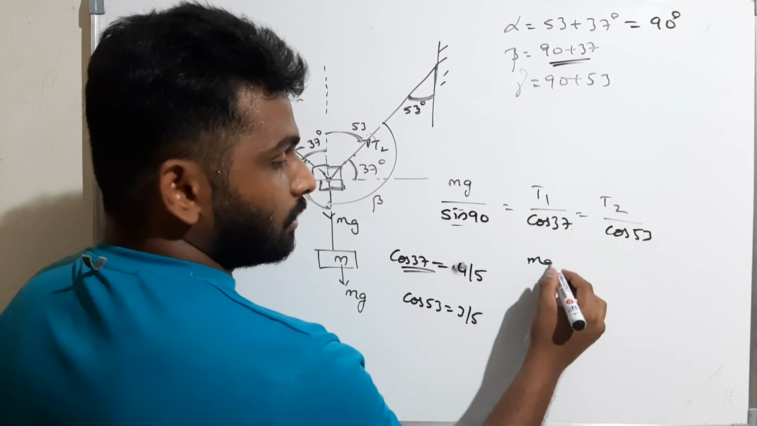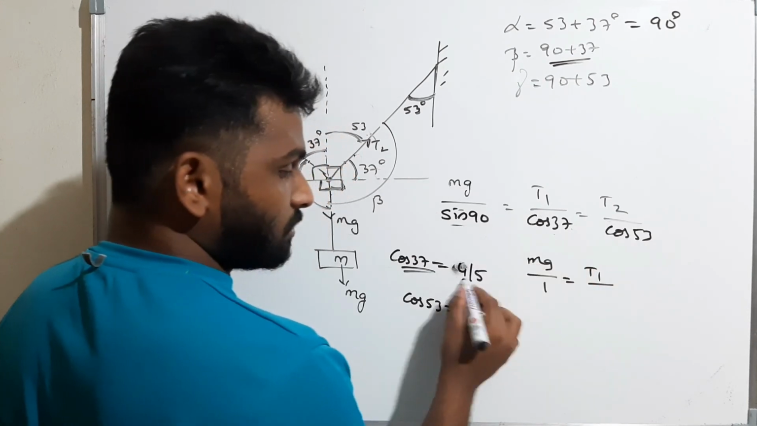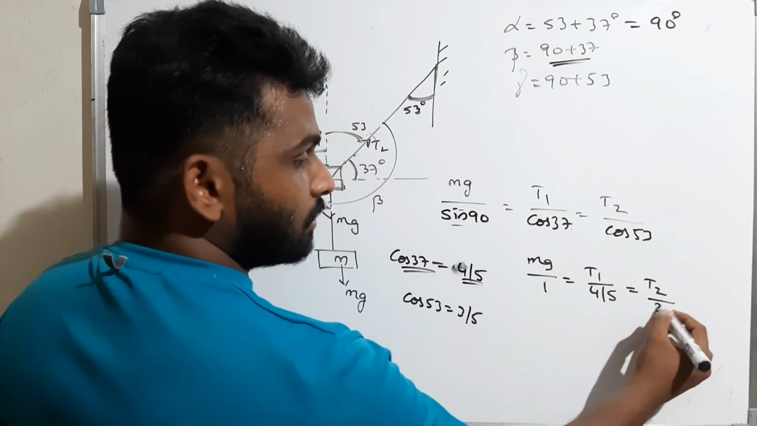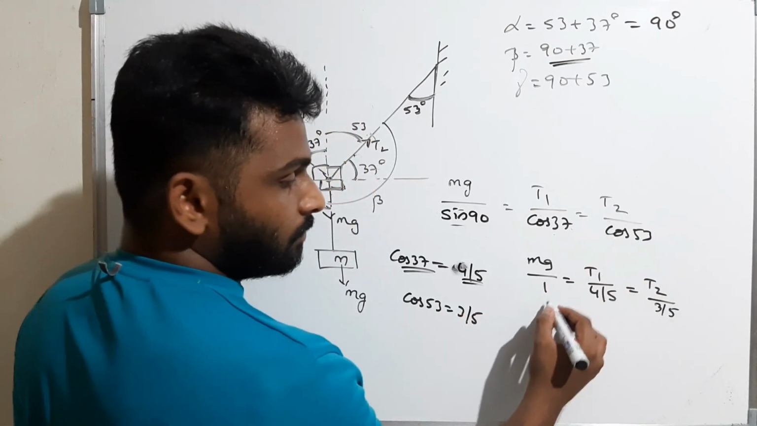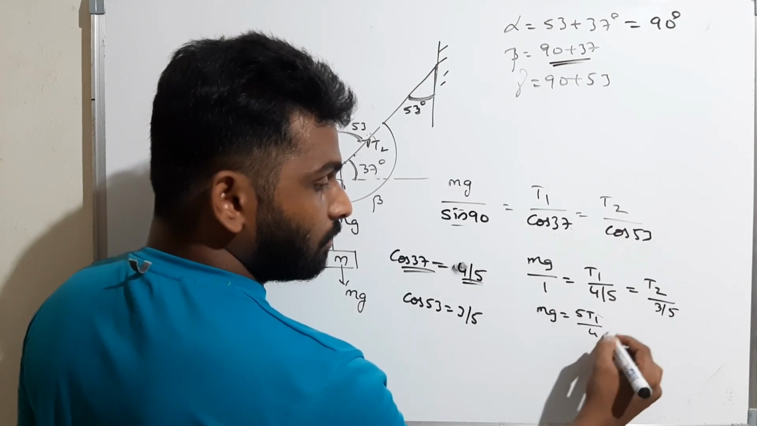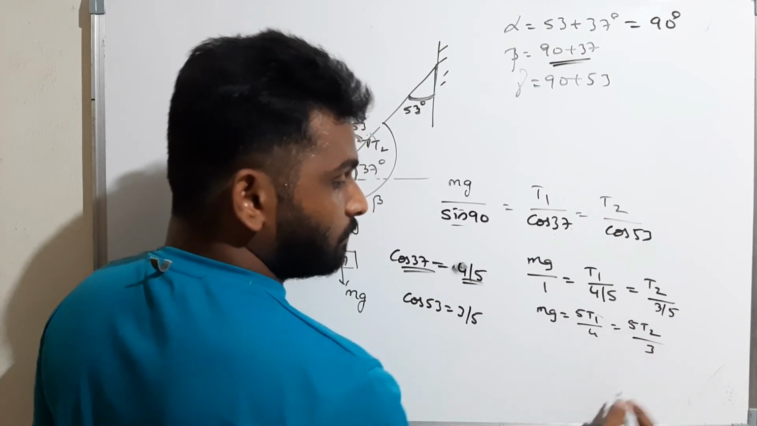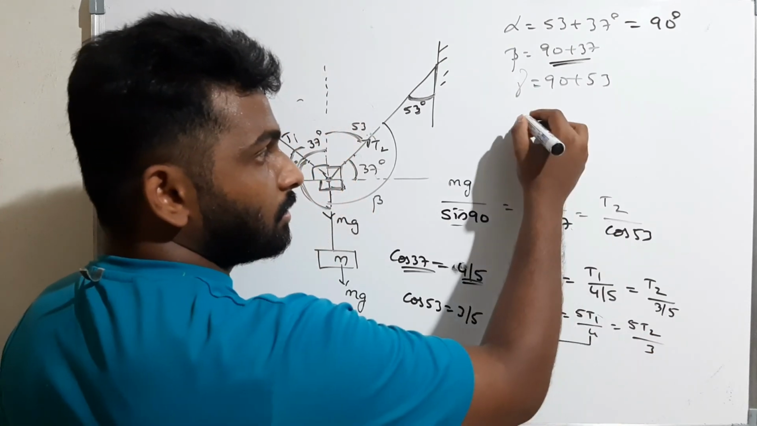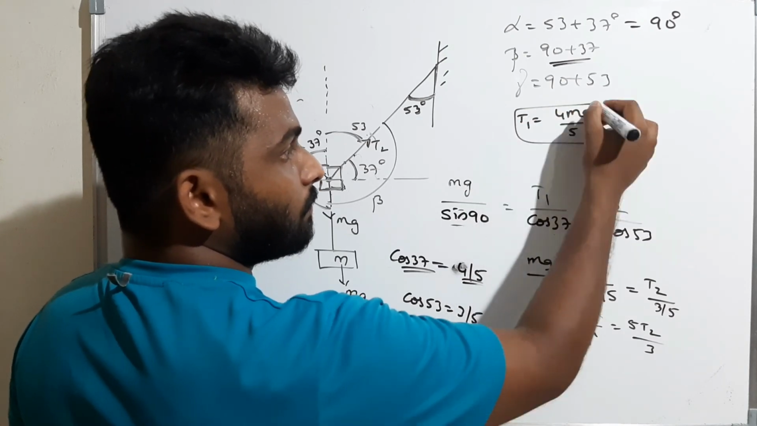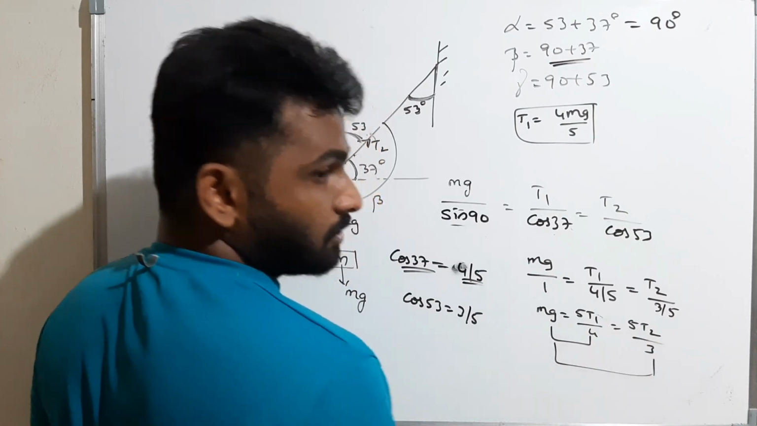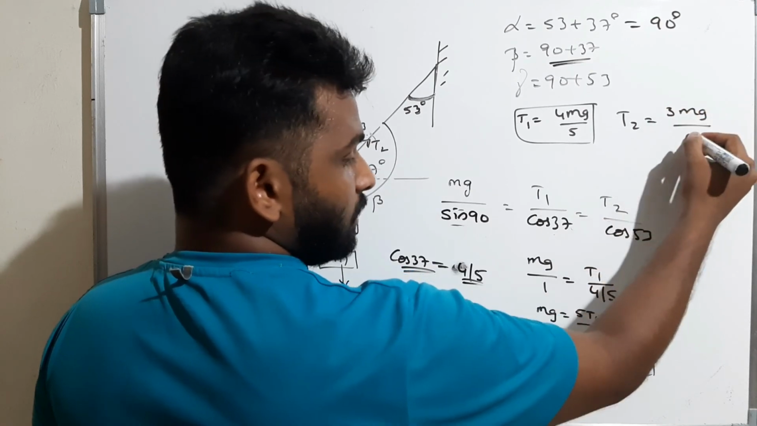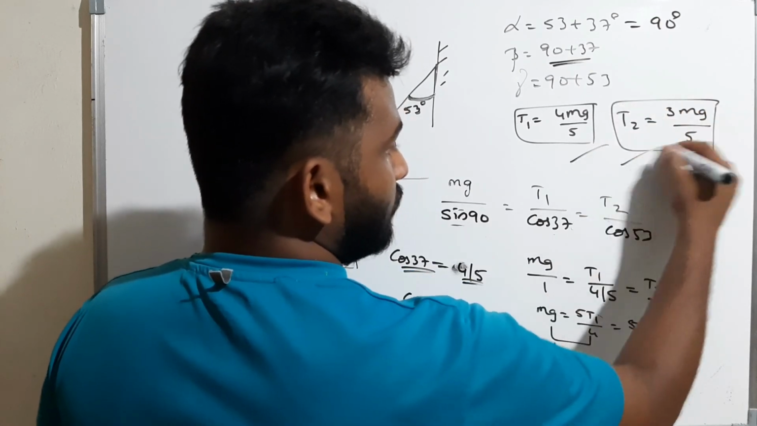Therefore, mg by 1 must be equal to T1 by cos 37, which is 4 by 5, and T2 by cos 53, which is 3 by 5. Therefore mg is equal to 5 T1 by 4, which must be equal to 5 T2 by 3. Now use the first and second equations: T1 is equal to 4 mg by 5. Now use the first and third equations: T2 is equal to 3 mg by 5. I got the relations.